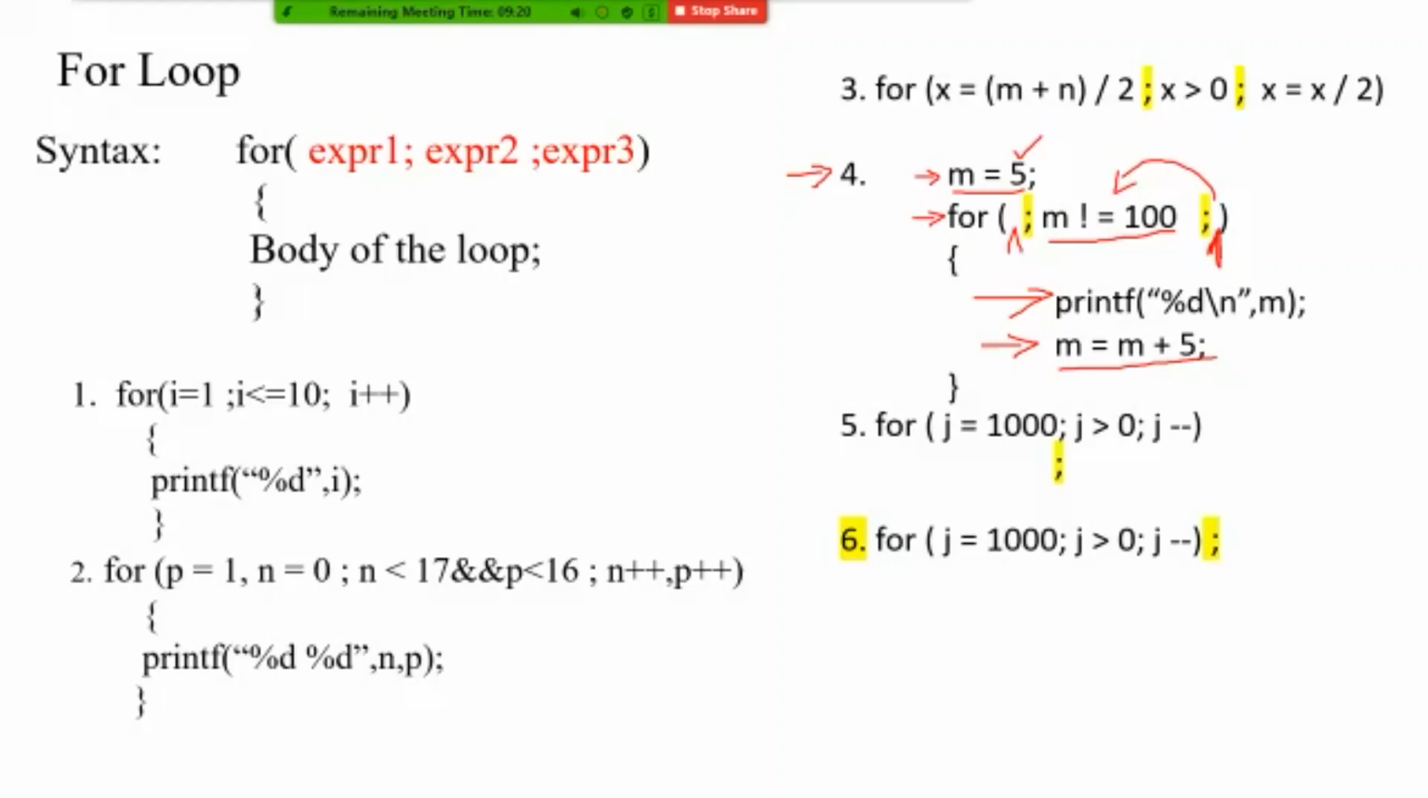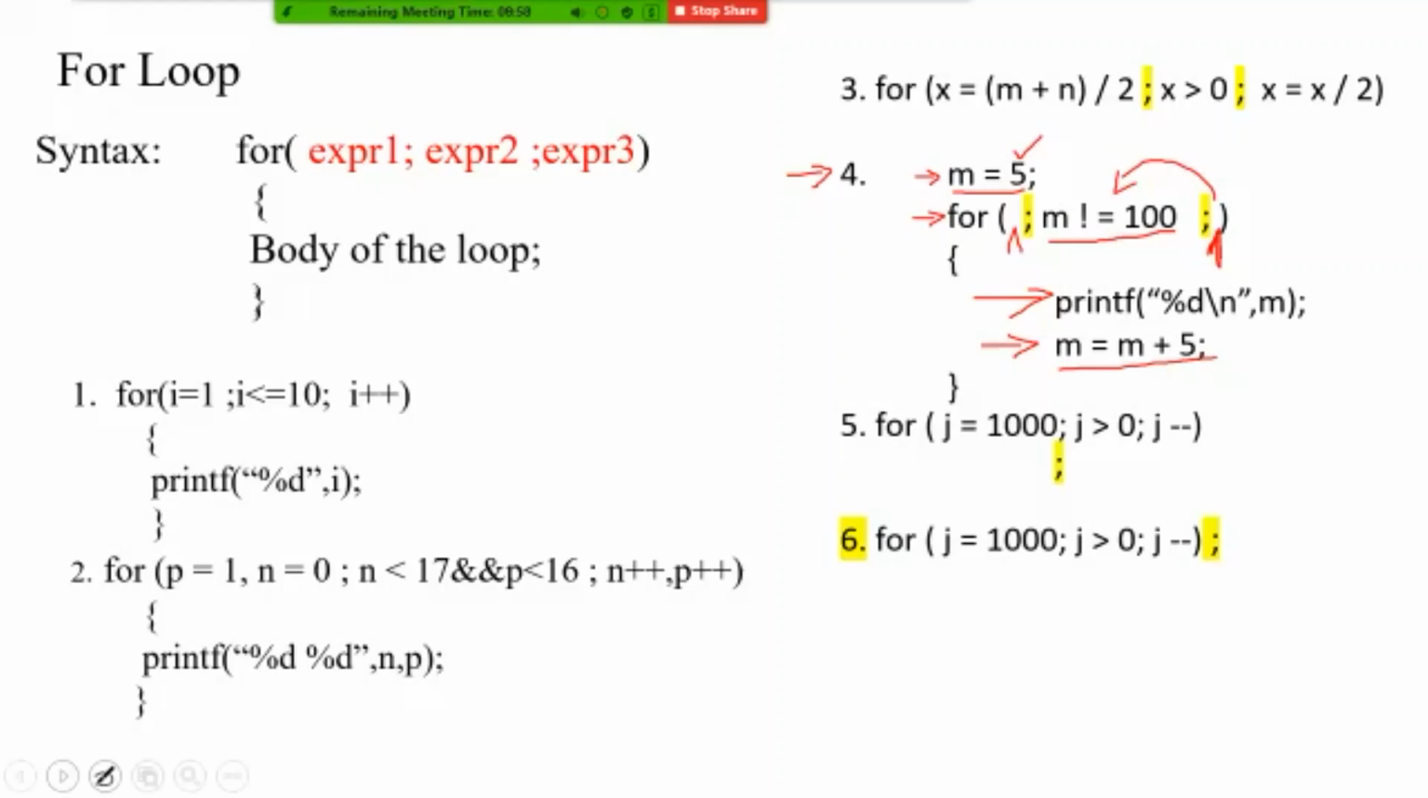So after the increment, it will be checking the testing condition, whether m is not equal to 100. Got it? So now in the second iteration, m value is 10. It is not equal to 100. If it is not equal to 100, then it will be printing the value of m.